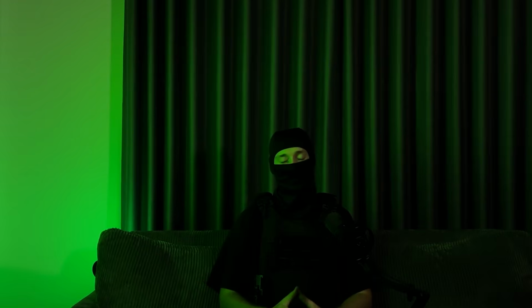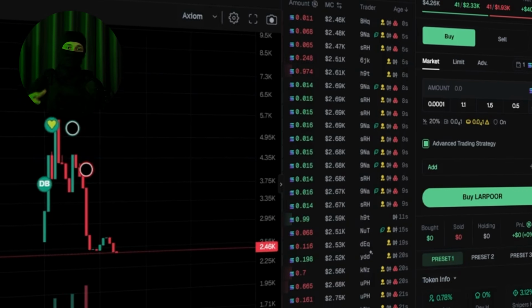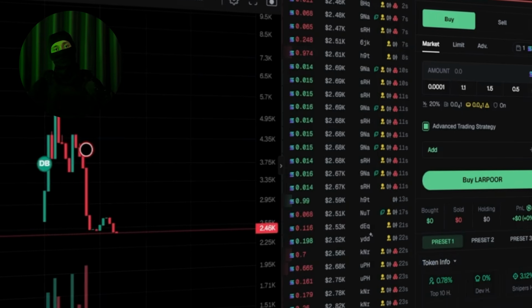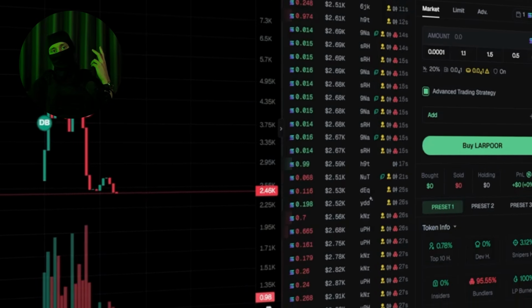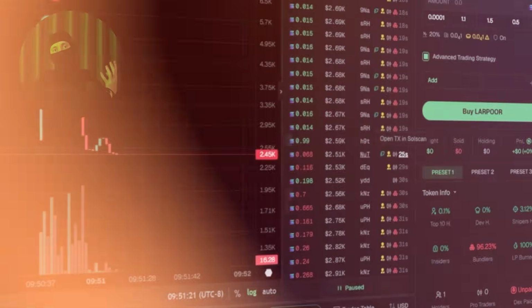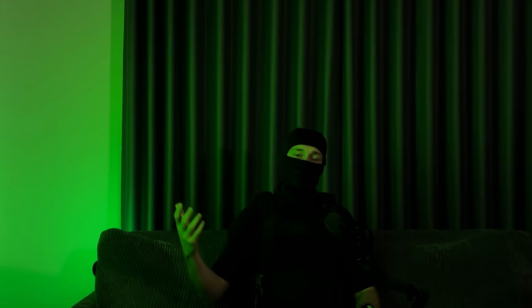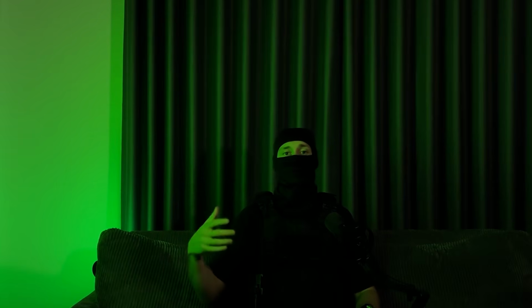This is where tools like Axiom become powerful. Let's open the trade section. Here we can see every single transaction in real time. We can track when the developer sold, who bought after launch, all buys and sells, and analyze why and how fast everything is happening. Very often, developers bundle supply across multiple wallets to extract as much money as possible.